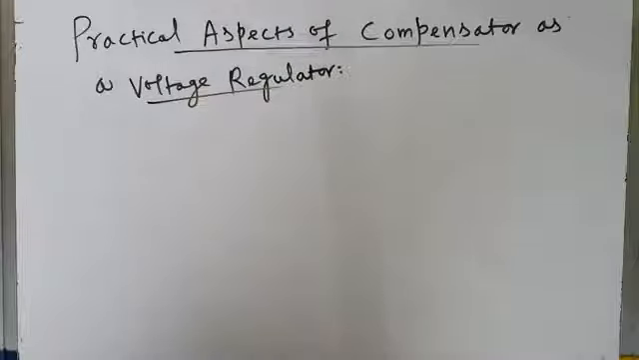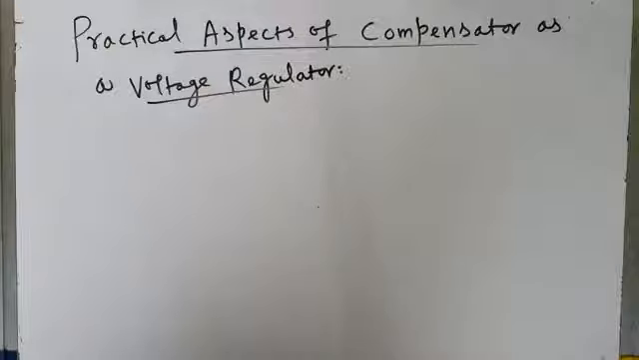Now, theoretically, it seems that when we connect a shunt compensator and make it operate as a voltage regulator for zero voltage regulation, there should not be any problem as far as practical use of this compensator as a voltage regulator is concerned. But that is not the case. Practically, when you implement a shunt compensator, say a D-STATCOM, as a voltage regulator for obtaining zero voltage regulation, you face some difficulties. You may not get 100% compensation, or you may not get exactly zero voltage regulation. So some practical aspects regarding that I'm going to discuss in this lecture.